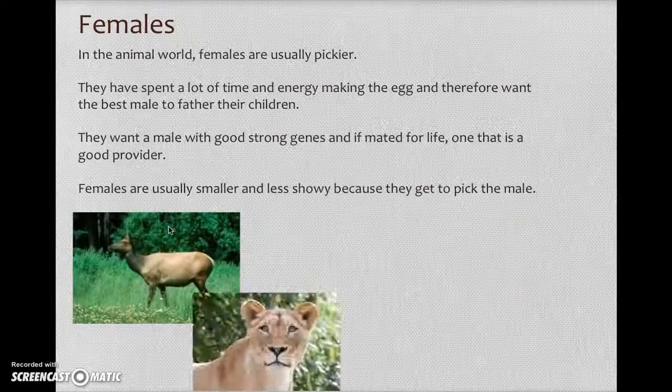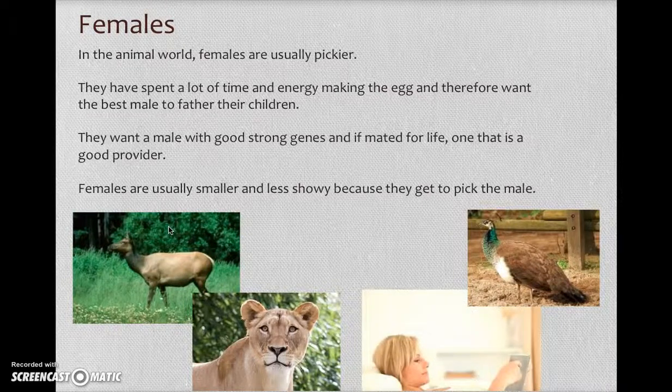Females are usually the smaller, less showy of the two as well. You'll notice this mostly in birds. The female birds typically tend to be more bland colored. We've got the elk. The females don't have the antlers. They tend to be rather plain. Same with the lionesses in a pride. Of course, we humans are a little bit different. The women typically are more about appearance than other females in other species.